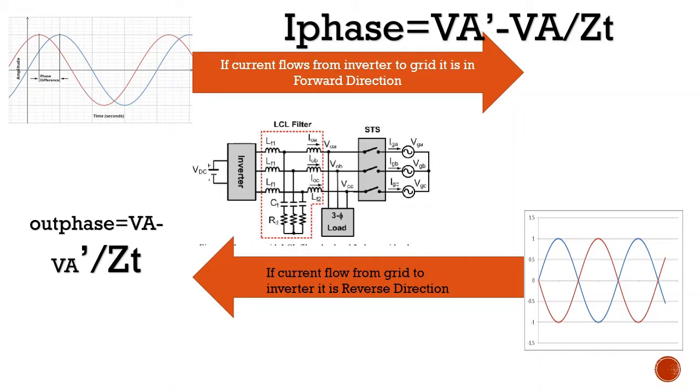So in the in phase condition, when the voltage waveform is at the positive region, the current is also at its positive region. If the second condition is out phase, when the voltages are positive, the current will be negative.